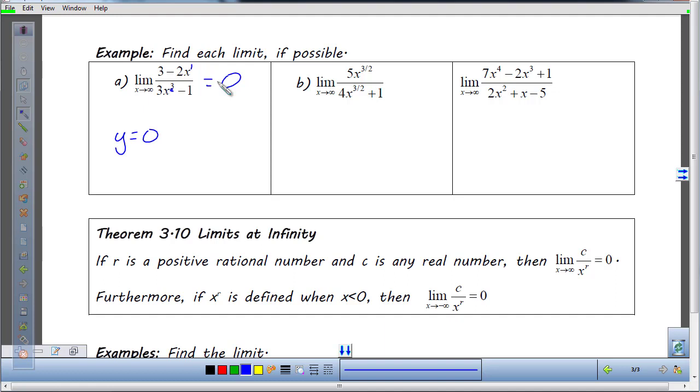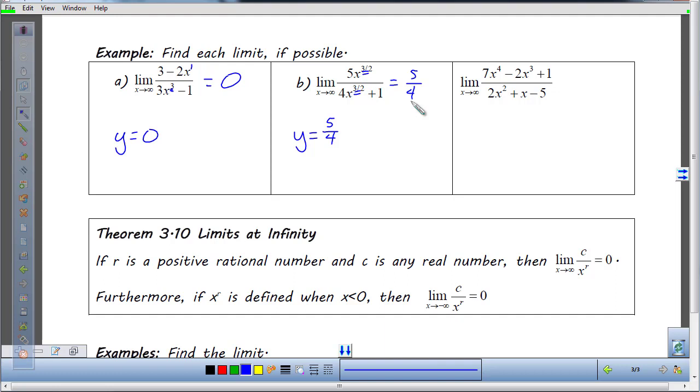And this next one, when I look at the degree of the numerator and compare it to the degree of our denominator, I see that they have the same degree. So the horizontal asymptote in this case would be found by taking the ratio of the leading coefficients. All right, so that would be 5/4. So this limit would be 5/4.